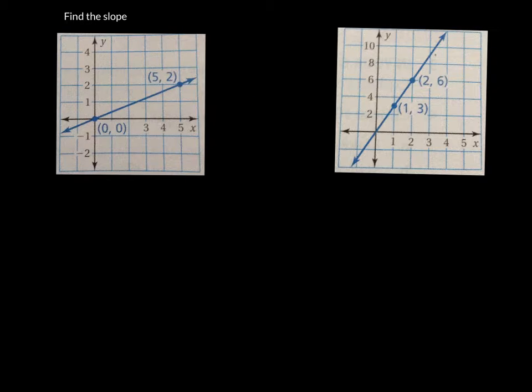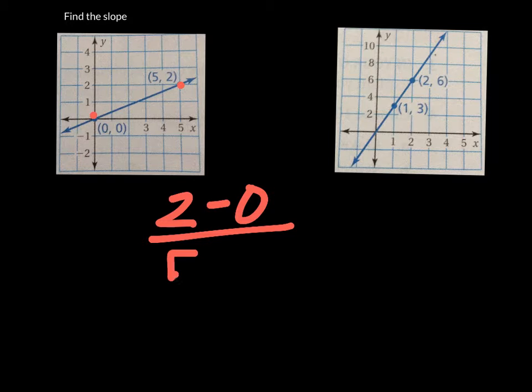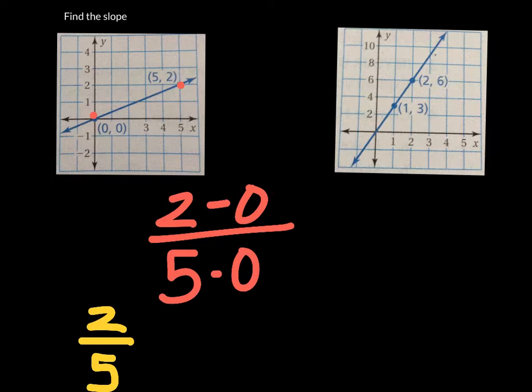Okay, take a look at the first one, and when you have your answer, pause the video to check. Okay, so we have our 5, 2, which is over here, and 0, 0 over here. So we take our y, which is 2, and then we subtract 0. You're always going to be subtracting, okay? And then on the bottom, 5 minus 0, so now it becomes 2 over 5. So our slope is 2 over 5.